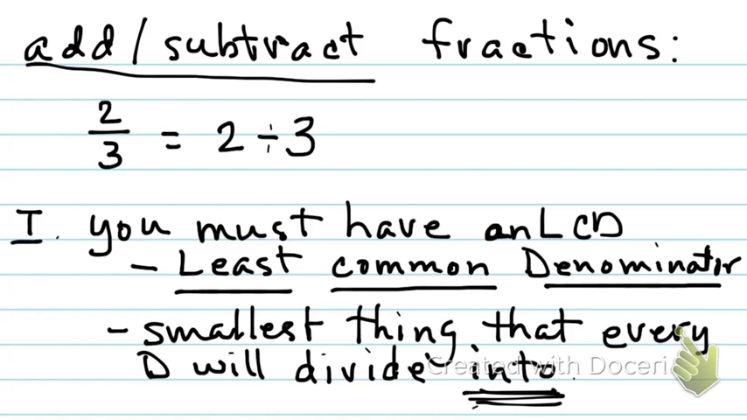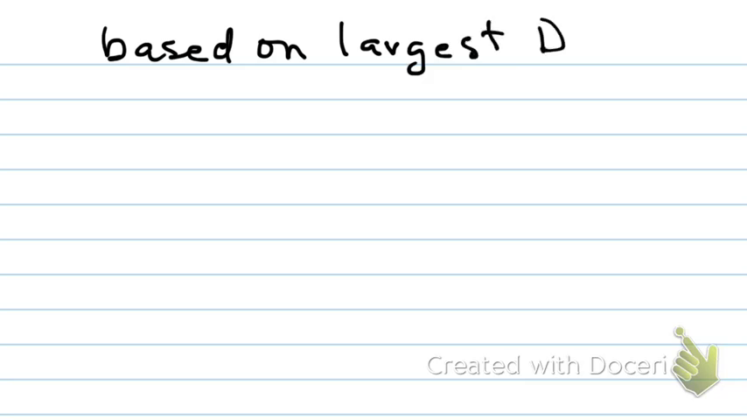So when you're finding the LCD, it's always based on the largest denominator. Now that may seem a little counterintuitive because it says least common denominator, doesn't it? But least just means the smallest thing possible, right? It doesn't mean the smallest number. It means the smallest possible number. Okay? So, it's always based on which denominator? The largest.